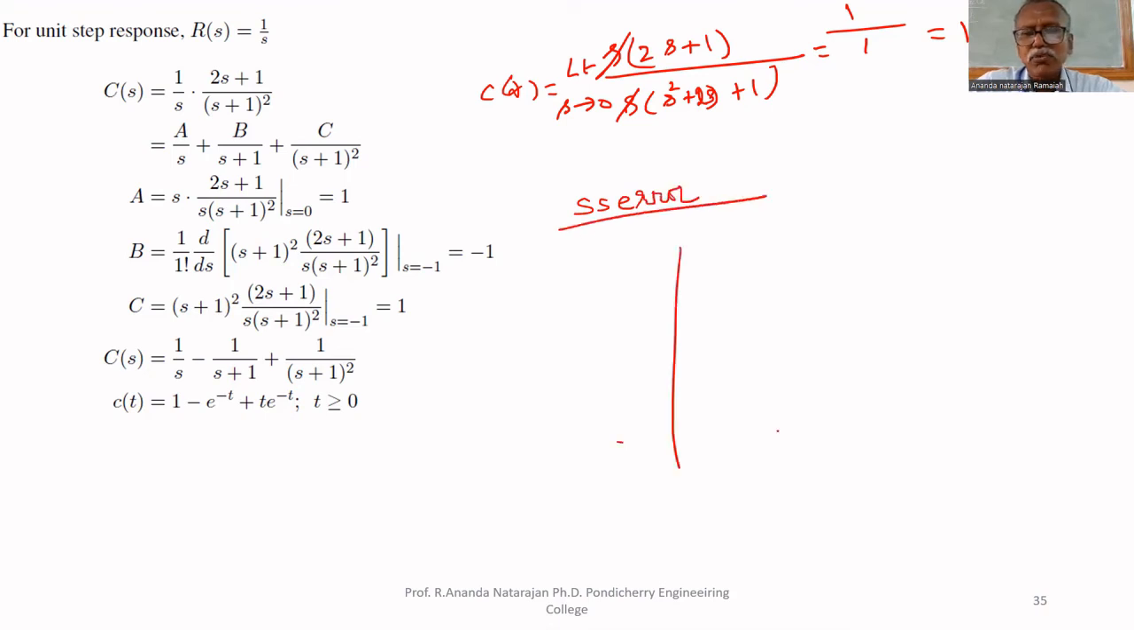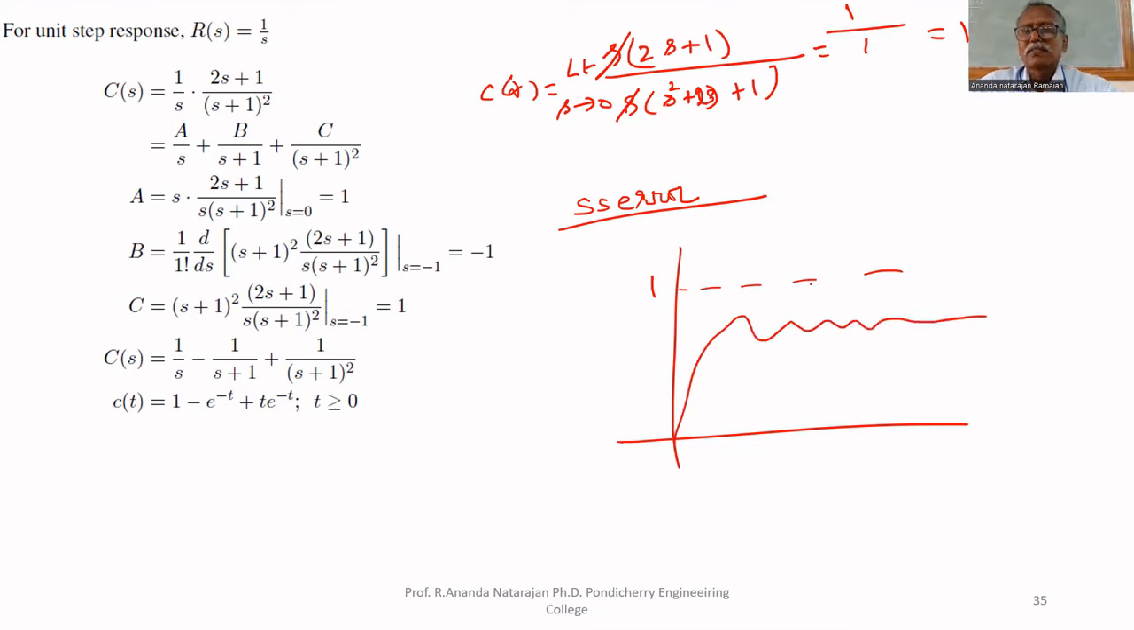Steady state error means, suppose you are giving input, the reference is 1, but the system settles somewhere here. What is the reference? I want to ride the car at 60 kilometers per hour. But even if I give full accelerator, it goes only up to 58. I gave full throttle, but it goes only up to 58. Then the steady state error is 2 kilometers per hour.